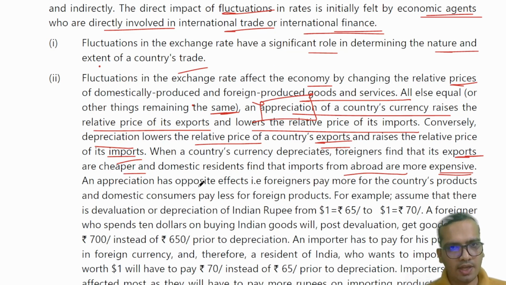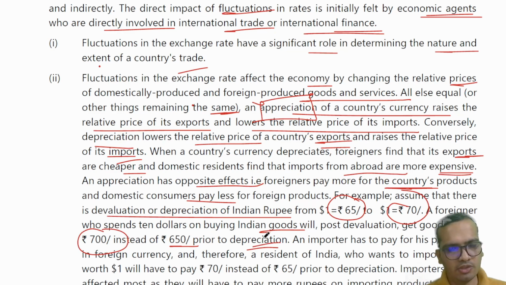And appreciation has the opposite effect, that is, foreigners pay more for that country's products and domestic consumers pay less for that product. Example: assume that there is devaluation or depreciation of the Indian rupee from 65 to 70. A foreigner who spends $10 to buy Indian goods post devaluation can get goods worth rupees 700 instead of 650 prior to depreciation.